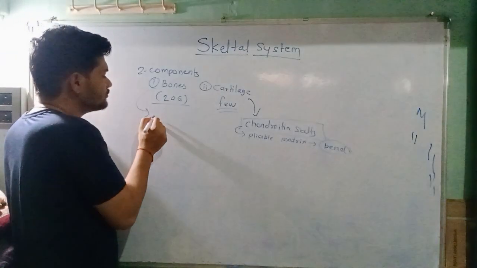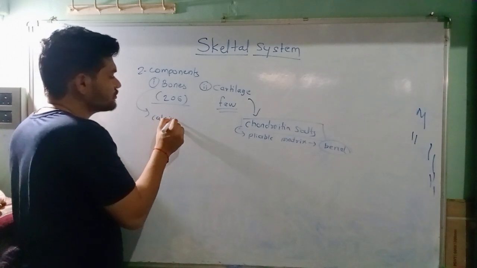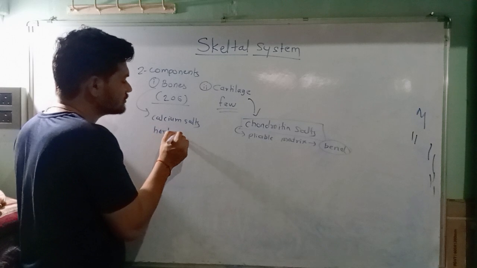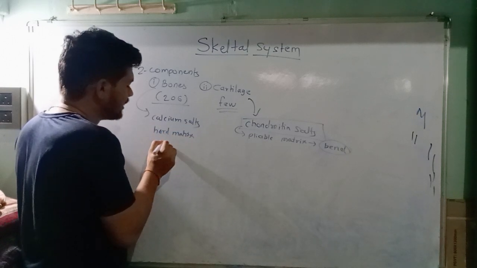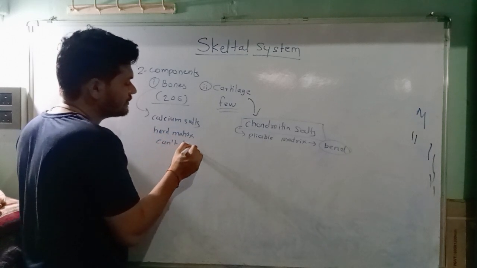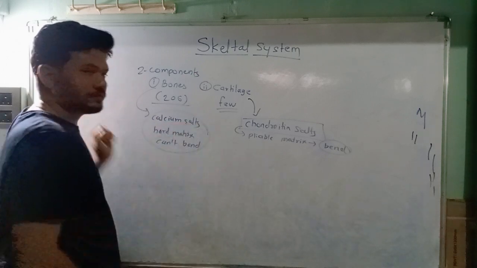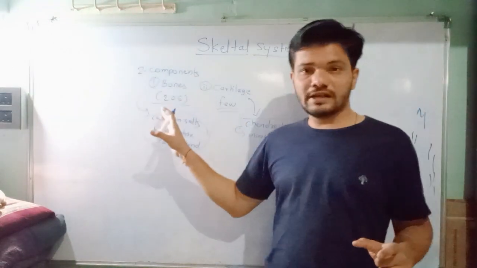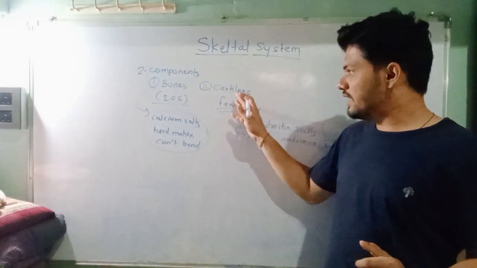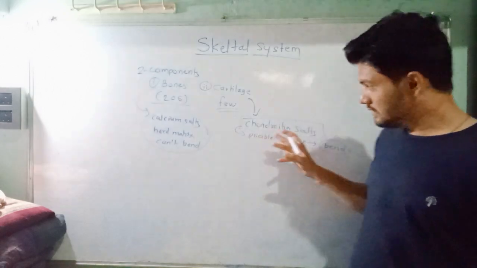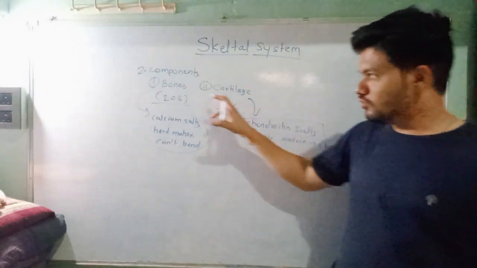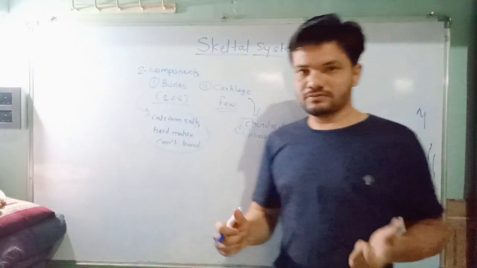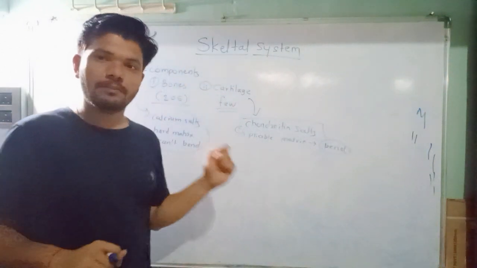Bones have calcium salts, that's why they have a hard matrix and they can't bend. This is bones. There are 206 bones. Cartilage, there are a few cartilages having chondroitin salts. Bones have calcium salts, they are hard, they can't bend. Cartilage can bend because they have a pliable matrix.